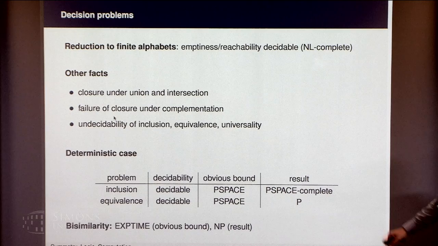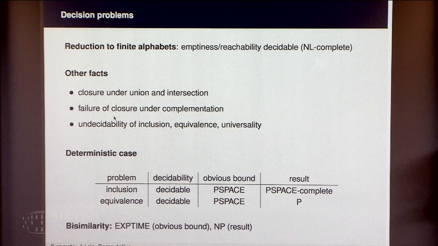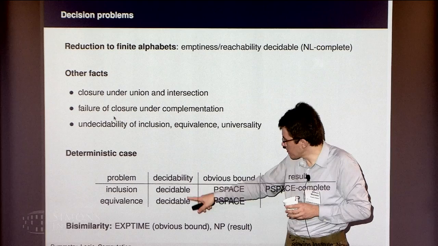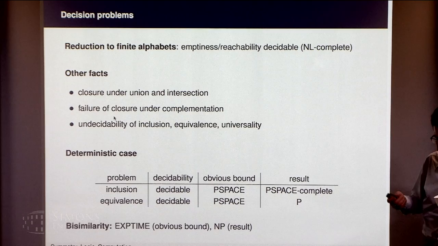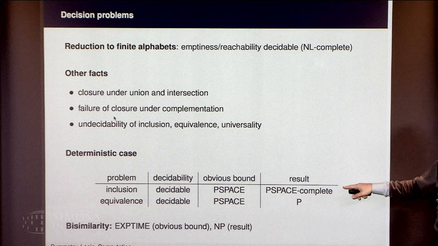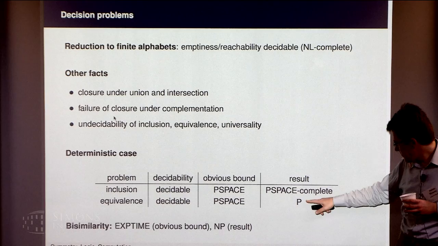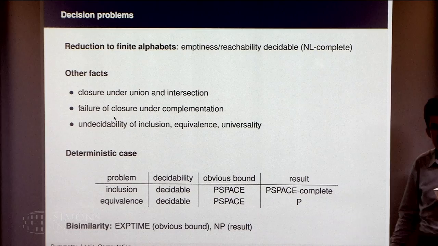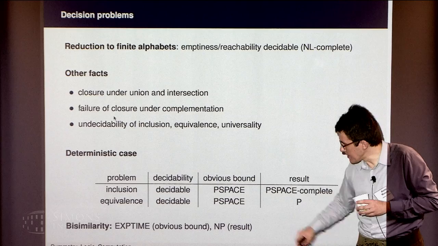Okay, that's bad news, but these undecidability results depend on non-determinism. In the deterministic case, one can recover the properties I would like to have, because complementation can still be performed. So in the deterministic case, inclusion and equivalence are decidable. The obvious bounds that one can extract from this reduction to finite alphabets are PSPACE bounds. It's a bit less obvious to show that inclusion is PSPACE complete. And we have managed to obtain this nice result, saying that equivalence of deterministic register automata is actually solvable in P, rather than PSPACE.